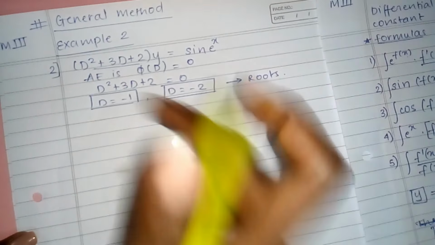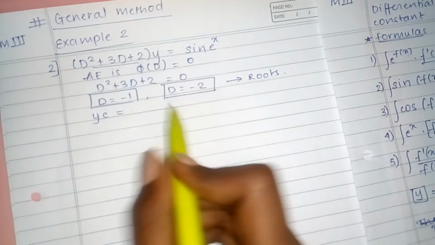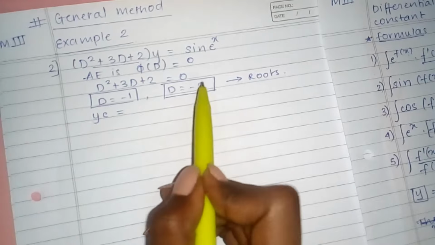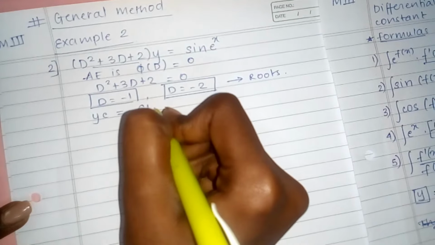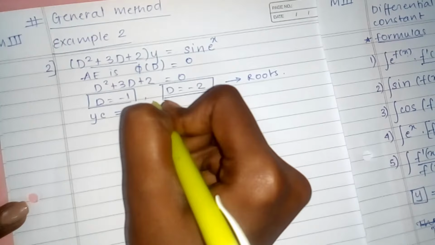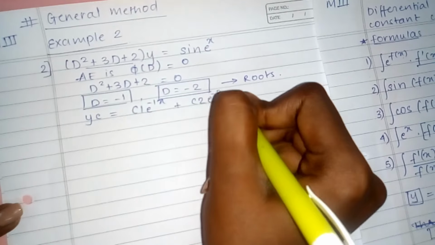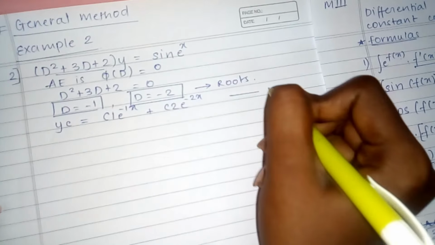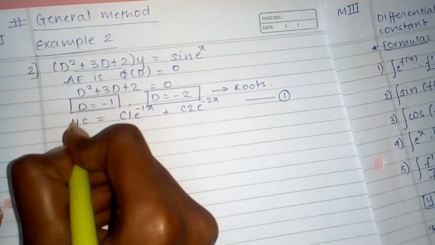So now we'll find out YC. YC is equal to, as these roots are real and different, we have the first case applying. So C1 e raised to minus 1 x plus C2 e raised to minus 2 x. Now this is the first equation. So this is the first YP, and now we will find YP.